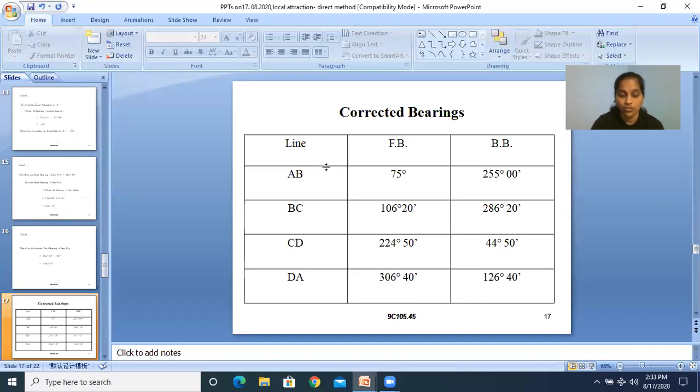Okay, so we have detected A and B stations are affected by local attraction and C and D are free from local attraction. So likewise you can apply the correction at each and every bearing, and calculate the correct bearings. So this is the direct method to correct the bearings which are affected by the local attraction. Is it okay to you?